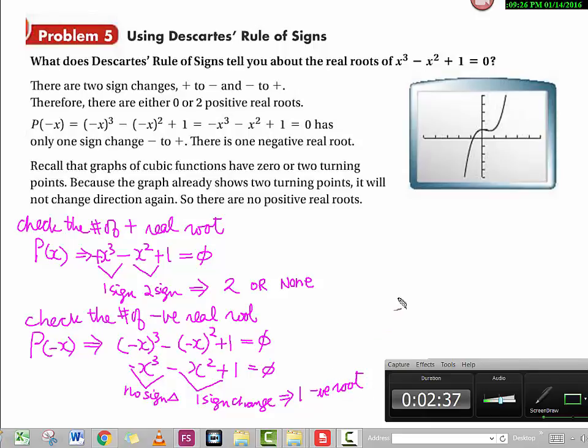If you can recall, a cubic function is always in this shape, and we have 1 negative root but none positive roots, and that's how Descartes' rule of signs works.